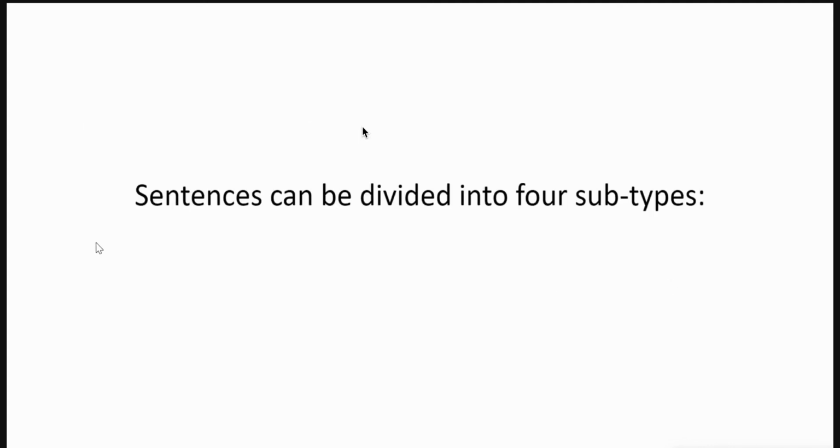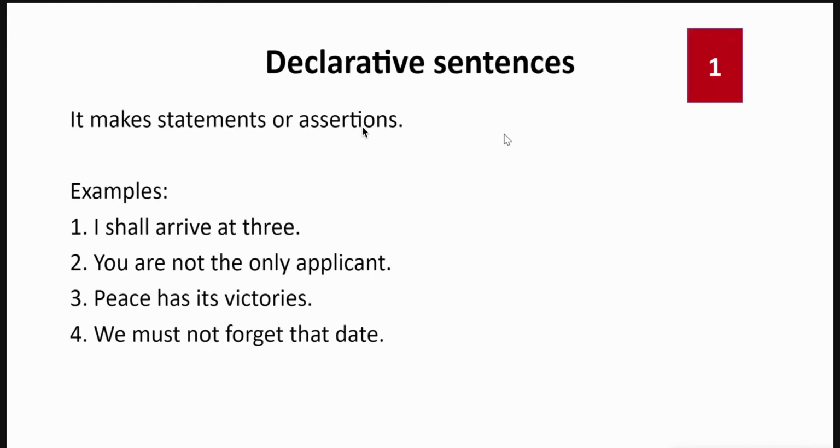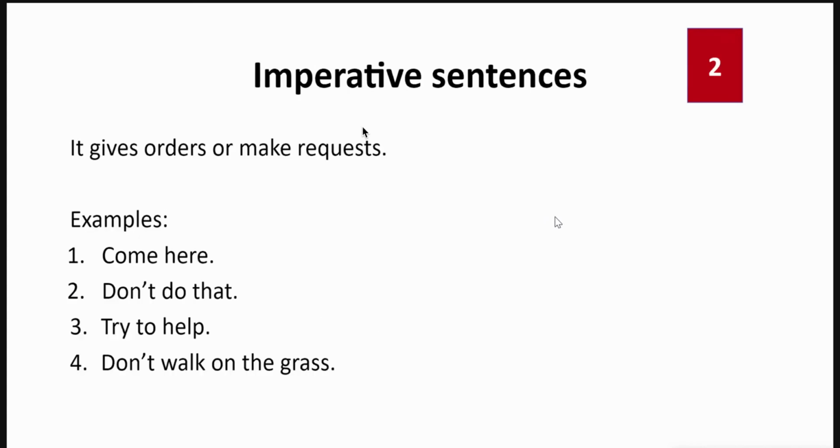Sentences can be divided into 4 subtypes. Ini mungkin sudah tahu ya teman-teman, cuma saya ulang saja biar ingatannya segar. Yang pertama ada declarative sentences. It makes statements or assertions. Pernyataan intinya kalau deklaratif. Contohnya, I shall arrive at 3. You're not the only applicant. Peace has its victories. We must not forget that day. Atau kita juga bisa bilang kalimat positif.